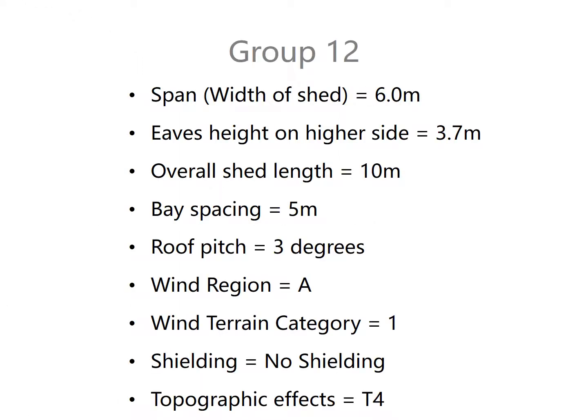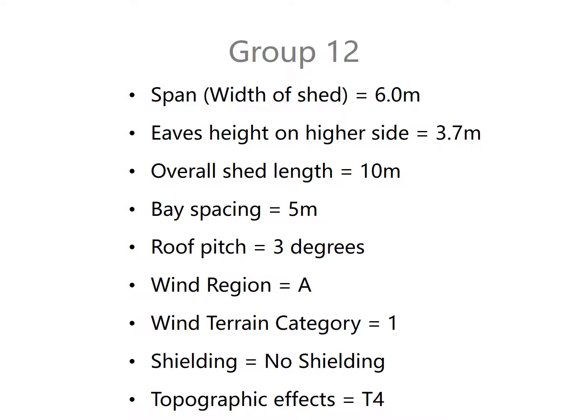First, we are in Group 2. There is some data shown on the website. The span is 6 meters. Height on the high side is 3.7 meters. Overall shade length is 10 meters. Base spacing is 5 meters.